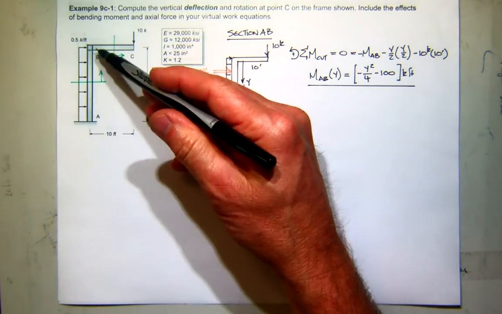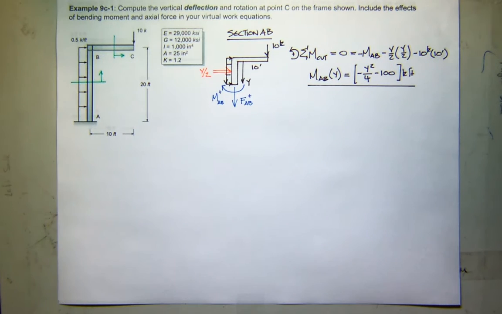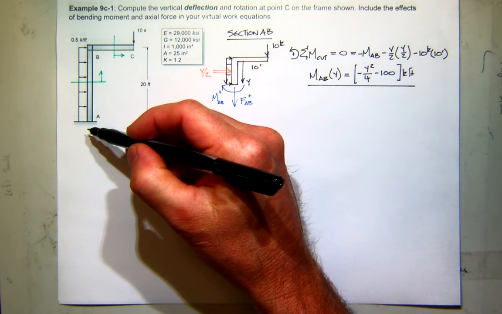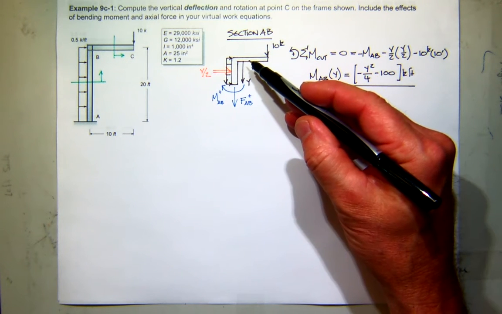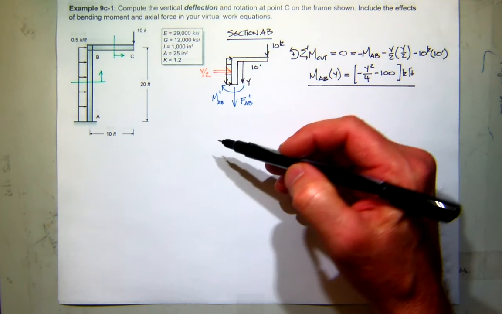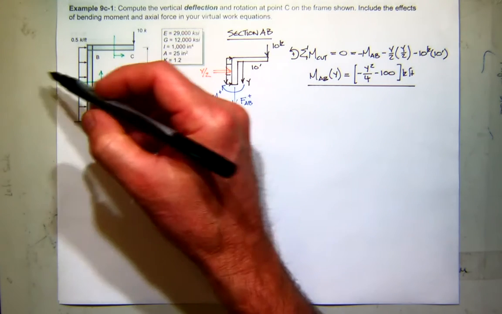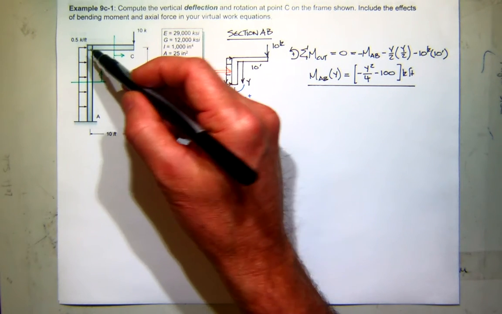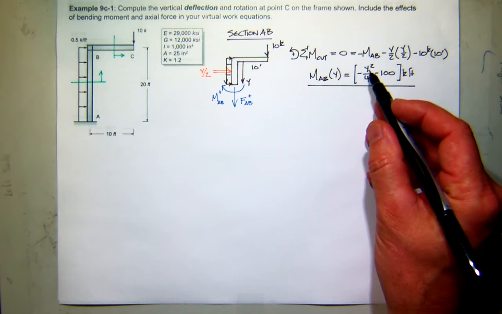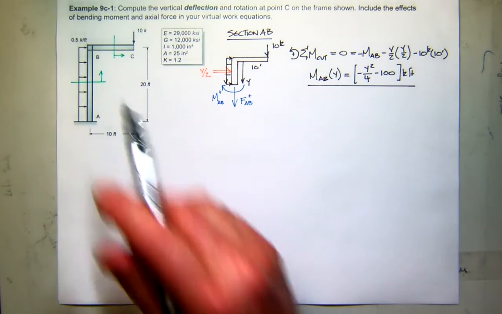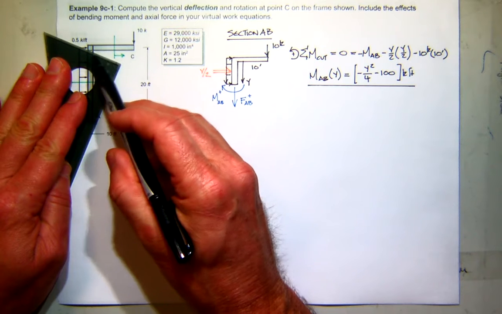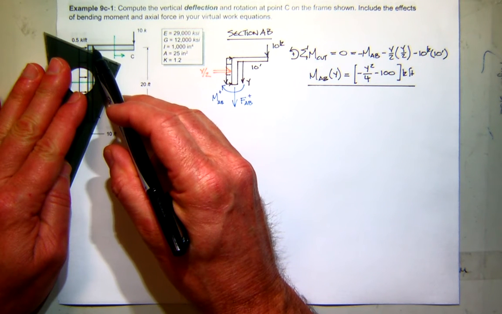Now in this section, do we know the moment anywhere? Unfortunately, the answer is no. If I had a reaction at A, then I could say at y equal 20, that would be the value. And if I also found the internal moment at B, I can put in y equals 0 and find it. I will let you know that if you think of just this part of the structure and you want to know the moment at B, what do you think it's going to be?